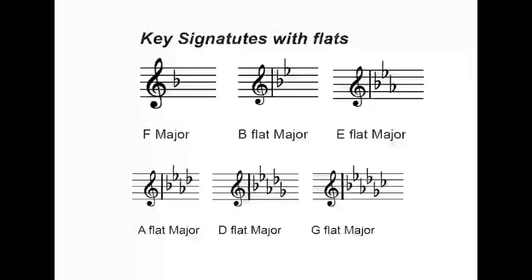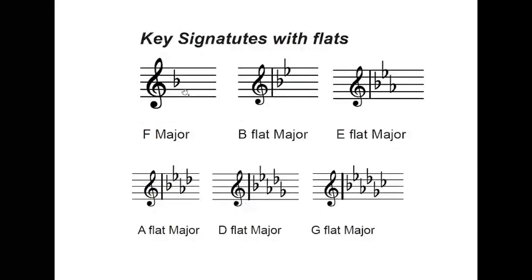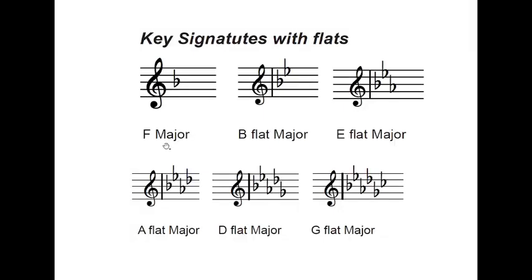Key signatures with flats. You can see one flat, that is key F major, two flats, that is key B flat major, three flats, that is E flat, four flats, that's key A flat, five flats, that's key D flat, six flats, that's key G flat.